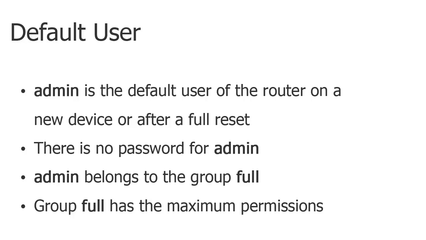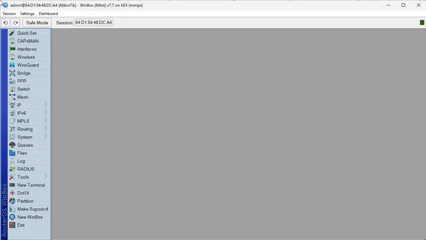If you have a new router, or you've just done a full reset of the router, the only account will be the admin account. The admin account will have a blank password, and it will also belong to the full group. The full group has the maximum permissions of the router. This is very obviously a security risk, and we'll have to modify the admin account in some way to make sure that it is secured.